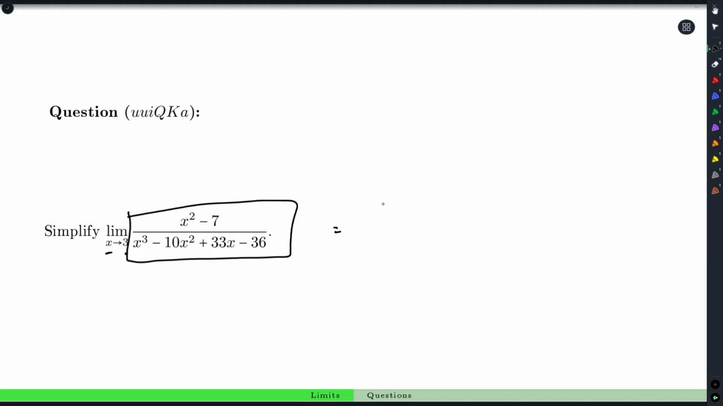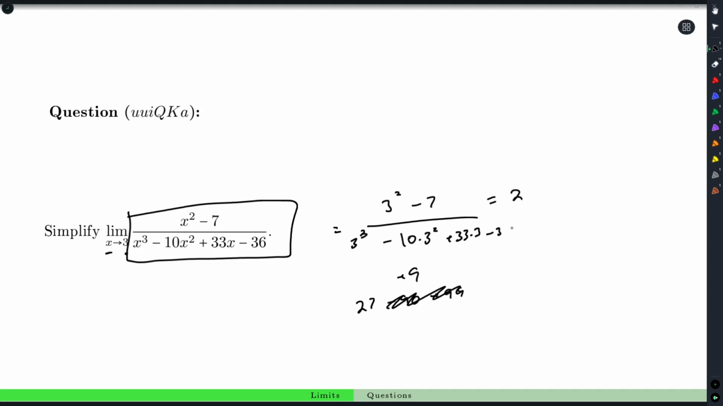Now, I'm not expecting anything fantastic, but on top we get 9 minus 7, so the top goes to 2. On the bottom we'll have 27 minus 90. I'm going to have to keep track of this. 27 minus 90 plus 33 times 3, so that's plus 99. Okay, I can cancel those out and just leave me with a 9. Minus 36, 27 plus 9 minus 36. Oh, that's 0.